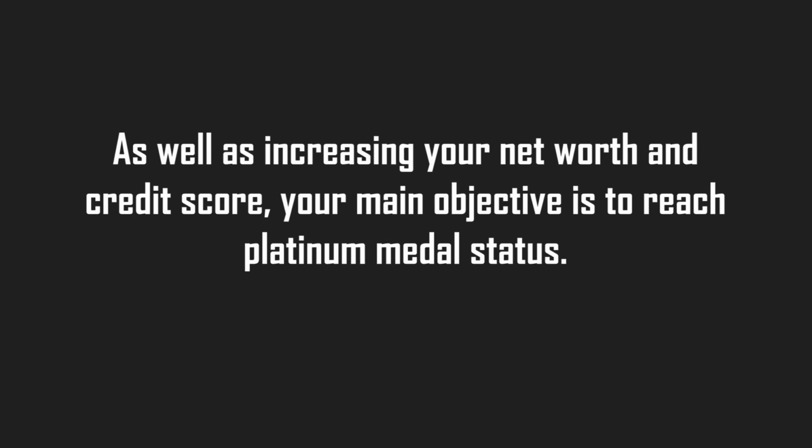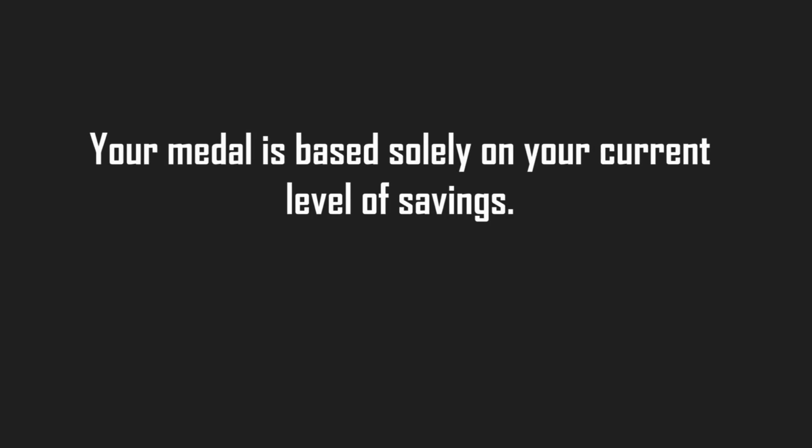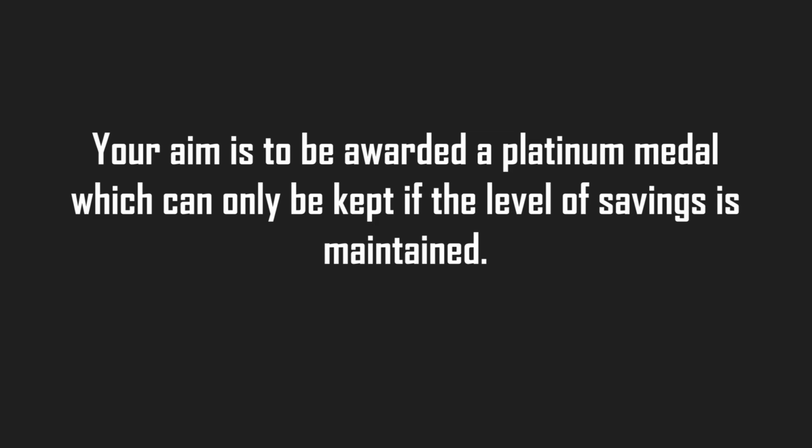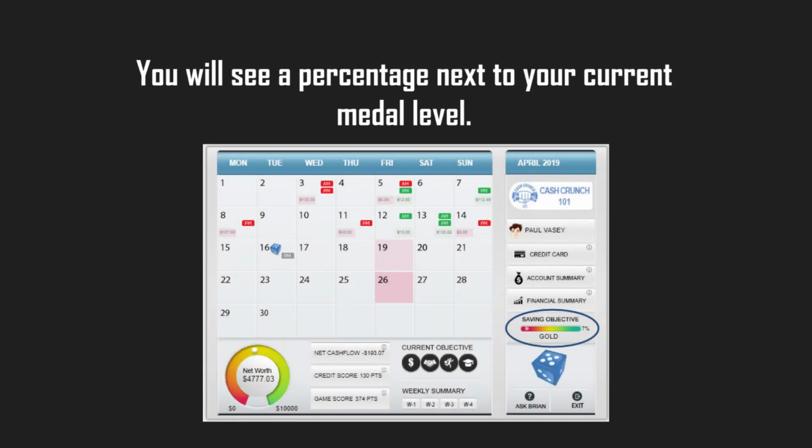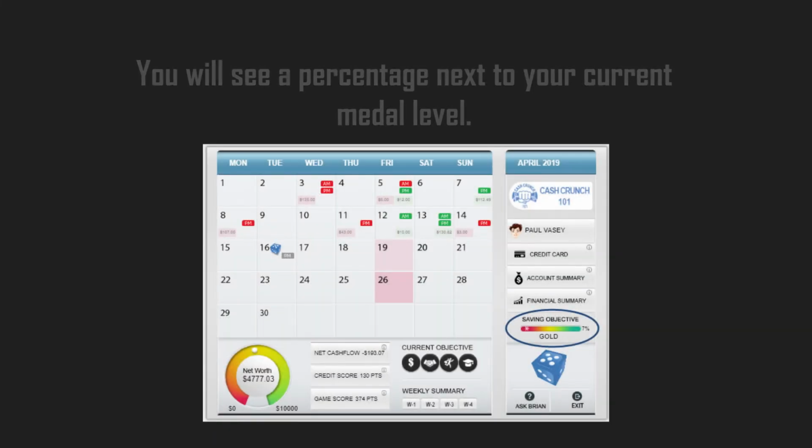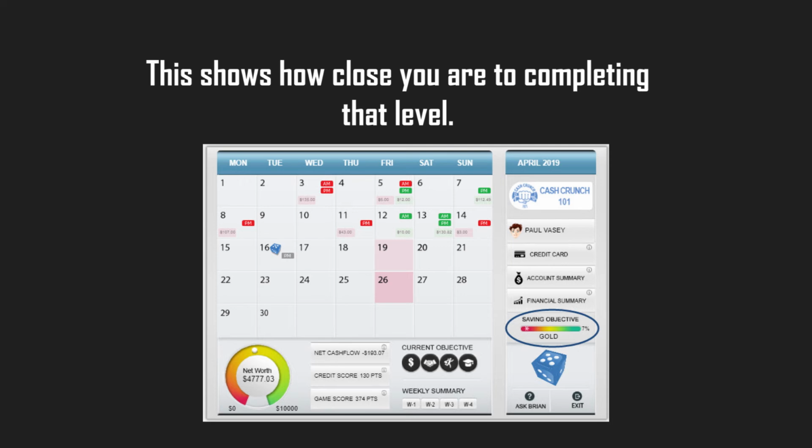As well as increasing your net worth and credit score, your main objective is to reach platinum medal status. Your medal is based solely on your current level of savings. Your aim is to be awarded a platinum medal, which can only be kept if the level of savings is maintained. You will see a percentage next to your current medal level. This shows you how close you are to completing that level.